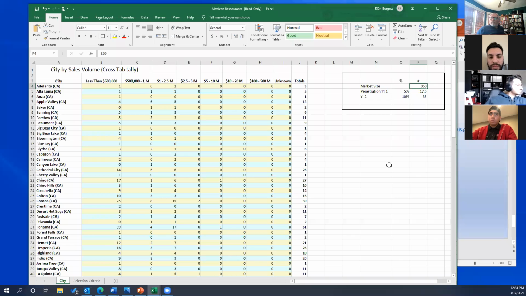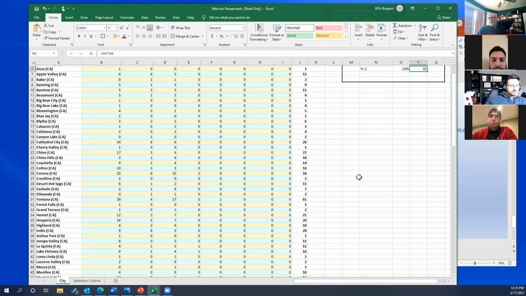Now the question is, what's my penetration in terms of closes? Could you get 5% of all of them? That's 17 restaurants. Could you get 10% of them? Well, now that's 35. And so it makes it really straightforward at this point to say, all I have to do is extrapolate my revenue per restaurant, and I can figure out approximately how my business can grow.